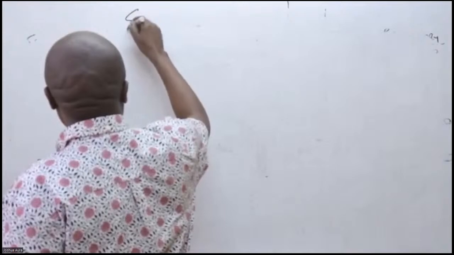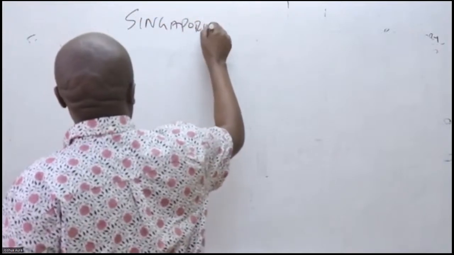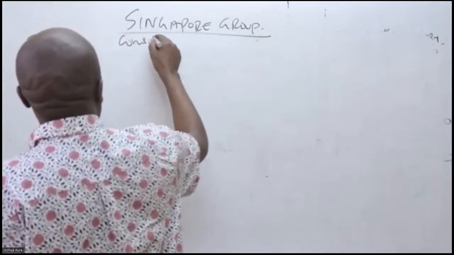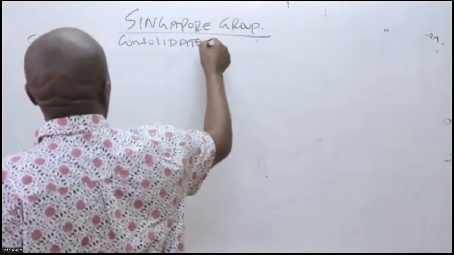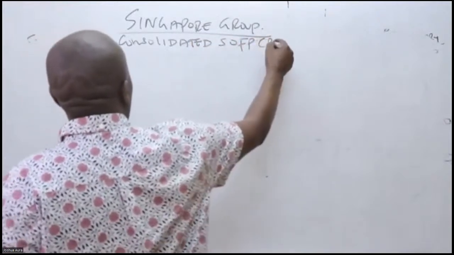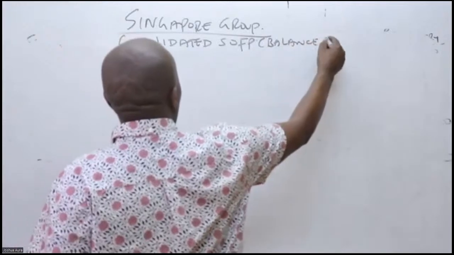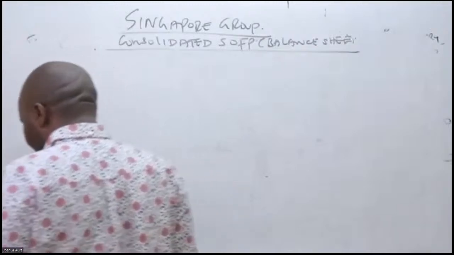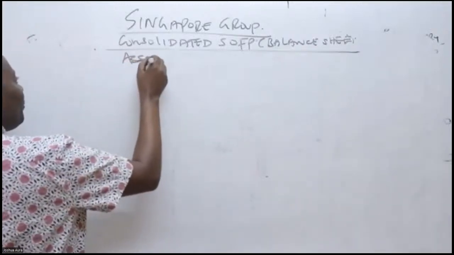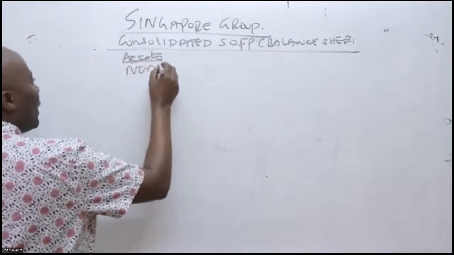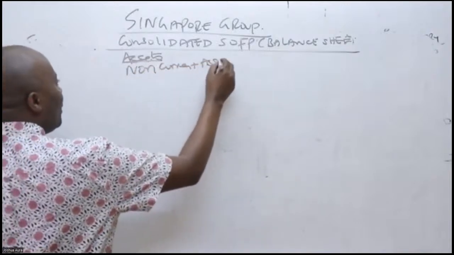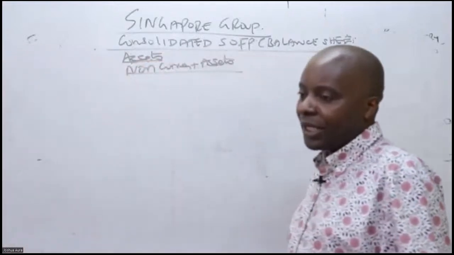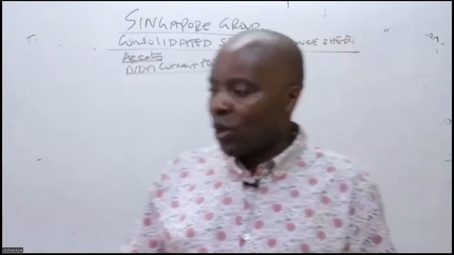Singapore Group, the group is owned by the name of the parent. So Singapore Group, consolidated statement of financial position or balance sheet. Balance sheet. So we start with assets. And assets, we normally start with non-current assets. Non-current assets. So you basically follow whatever you have here.